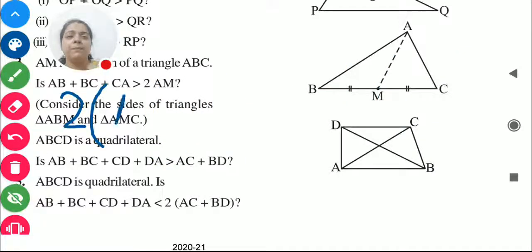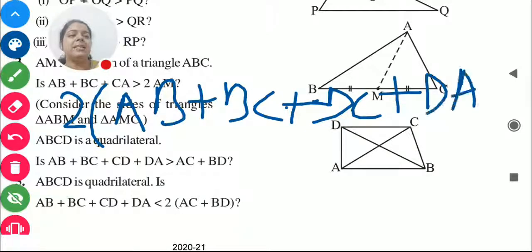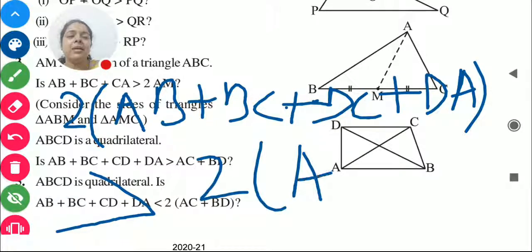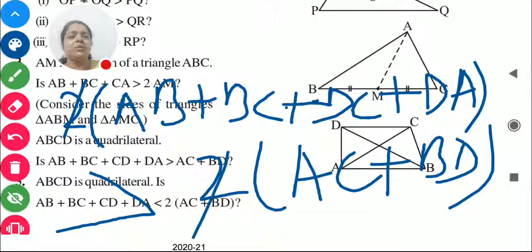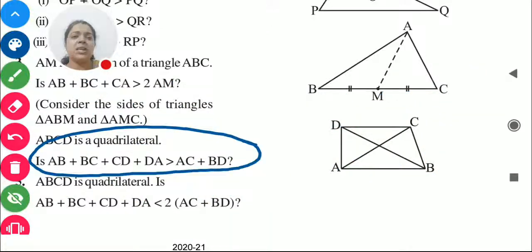2 bracket AB plus BC plus CD, or DC you call it as, plus DA. This is greater than 2 bracket AC plus BD. So in this case what happens? 2 is common here, so we'll remove it. And what equation comes? AB plus BC plus CD plus DA is greater than AC plus BD. So you just see here comes the same sequence.